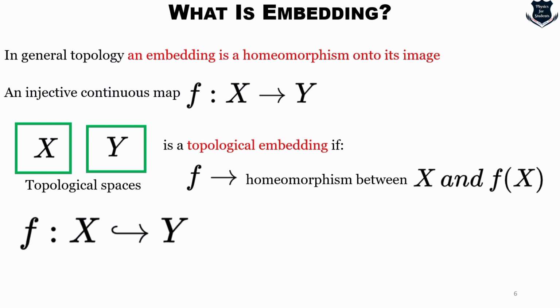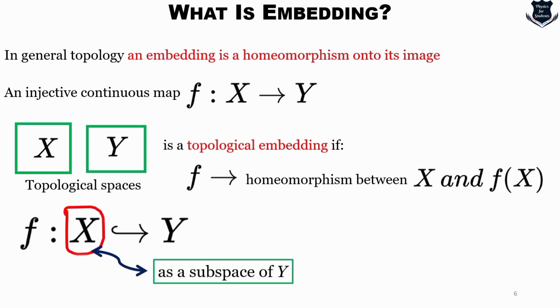Where we can say that the homeomorphism exists, F of X is taken as a subspace of Y. I'm going to say X is treated as a subspace of Y. So this actually is the definition of embedding in general topology. An injective continuous map between two topological spaces X and Y is a topological embedding if F yields a homeomorphism between X and F of X, where we consider that F of X carries the subspace topology, as a subspace of Y.